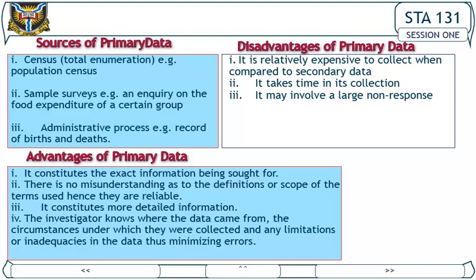3. It constitutes more detailed information. 4. The investigator knows where the data came from, the circumstances under which they were collected, and any limitations or inadequacies in the data, thus minimizing errors. Disadvantages of primary data. 1. It is relatively expensive to collect when compared to secondary data. 2. It takes time in its collection. 3. It may involve a large non-response.